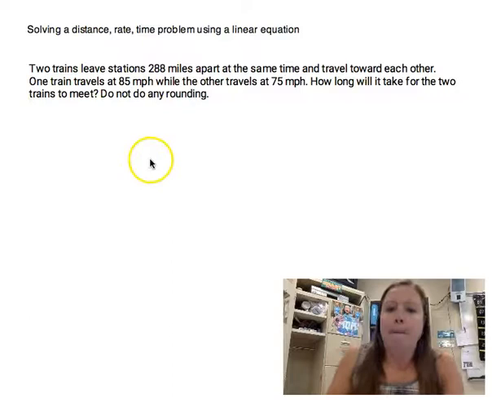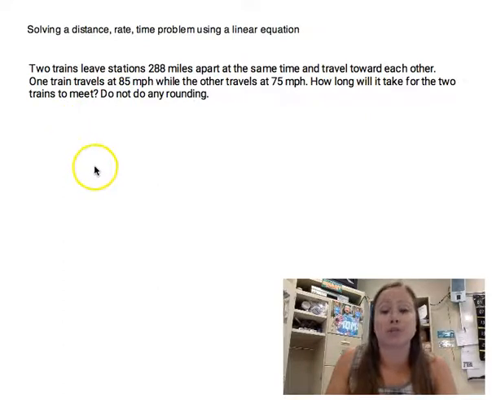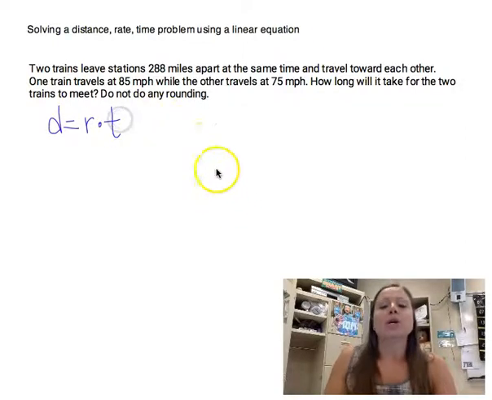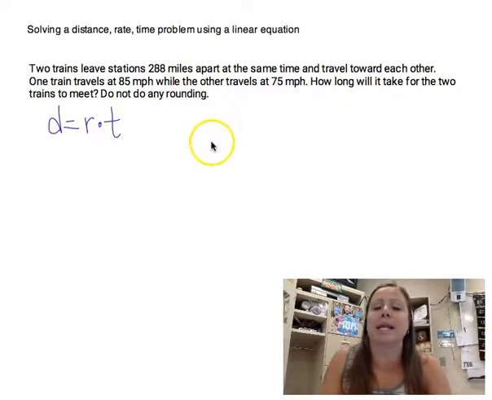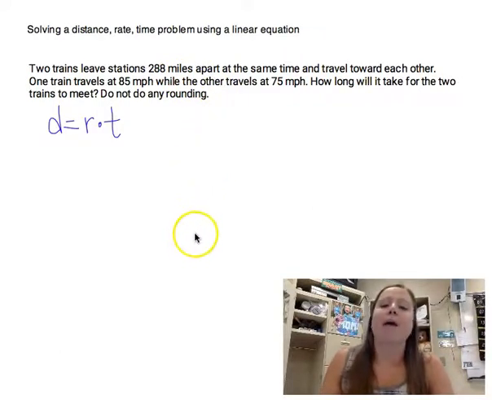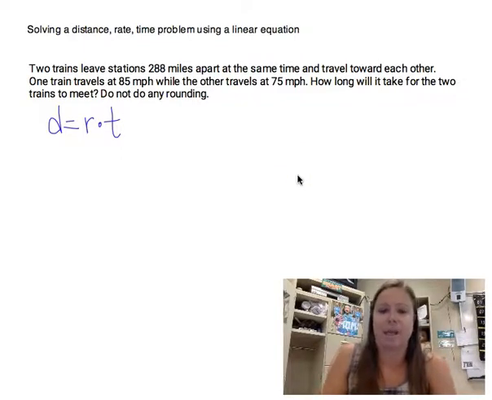So obviously by the title of the section that we're talking about, we're using the distance rate time formula, which is distance equals rate times time. So in this case, the trains are 288 miles apart, and we know that the time that they are going to travel is the same because the two trains meeting means they've traveled the same amount of time. So that we have to think about.